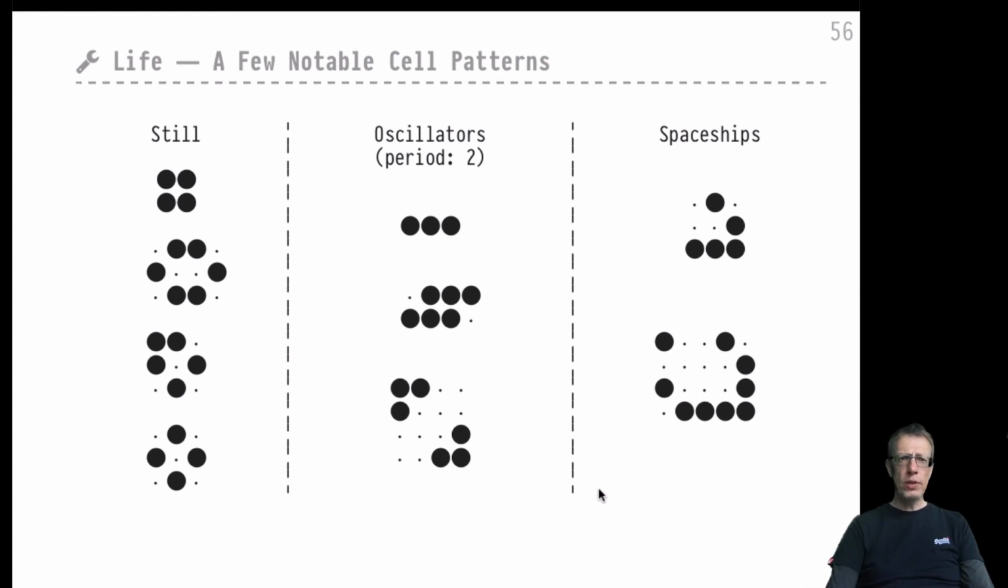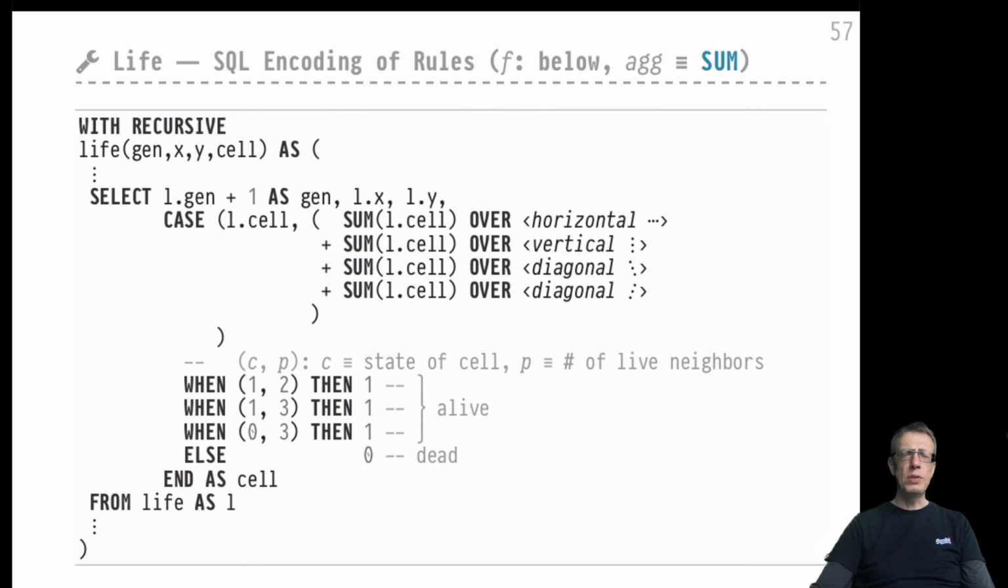So that we can play with this, let's quickly implement this in SQL. How would the SQL query that implements this behavior of this cellular automaton look? All right, well, to implement this game of life cellular automaton, we would use a recursive CTE, and the recursive CTE would compute a table live with 4 columns.